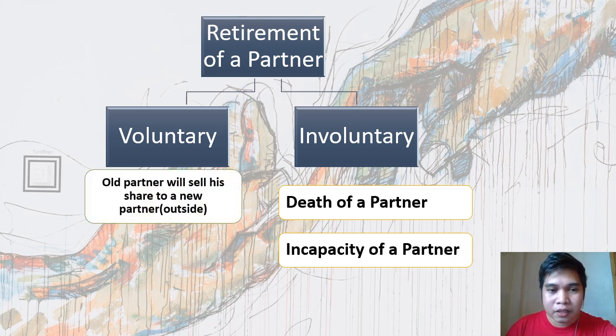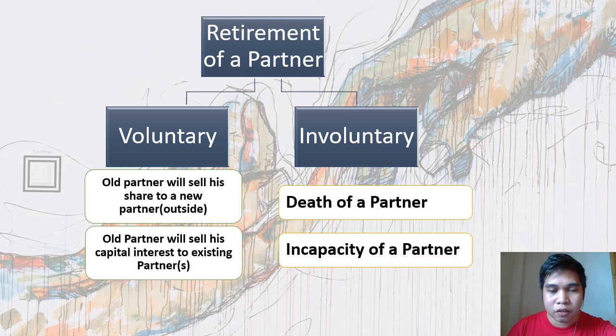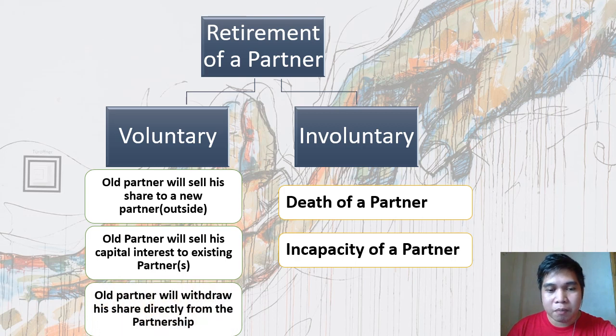Number one, the old partner will sell his share to a new partner. Wherein, ibibenta lang ni old partner yung kanyang share dun sa outside partner. Magpapalitan lang po ng partner natin. Pwede rin naman si old partner, ibibenta na lang po yung capital interest niya dun sa existing partner or partners. Then lastly, pwede rin naman po si old partner will withdraw his share directly from the partnership. Ibig sabihin po, mababawasan yung asset ng partnership kasi kukuhain na yan mismo ni retiring partner.